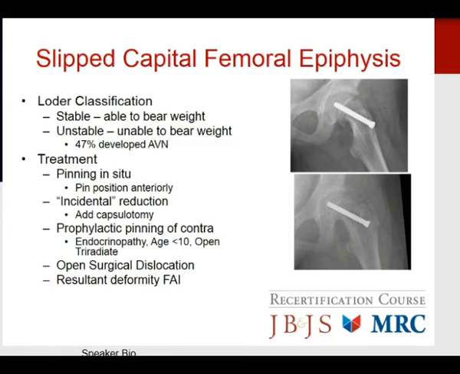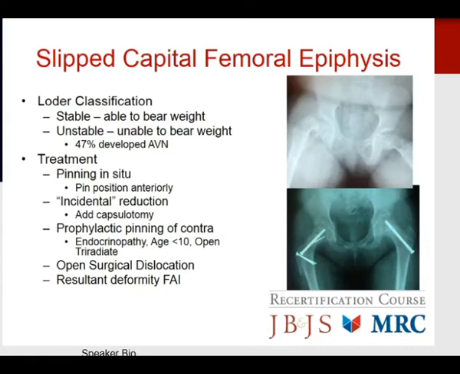Frequently, SCFEs have a resultant deformity which may contribute to femoroacetabular impingement, and there are emerging techniques like open surgical dislocation with a modified Dunn osteotomy. However, the mainstay of treatment for examination purposes is still going to be in situ pinning.